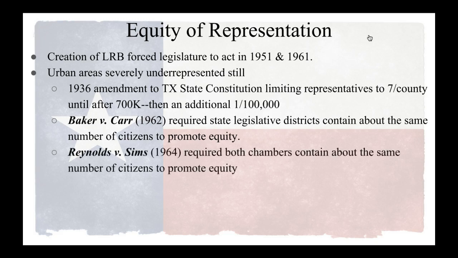And then 2 years later, Reynolds versus Sims, 1964, requires both chambers to contain about the same number of citizens to promote equity. So in this situation, the court ruled that both houses of the state legislatures had to be apportioned based on population. In addition, state legislative districts needed to be roughly equal in population.